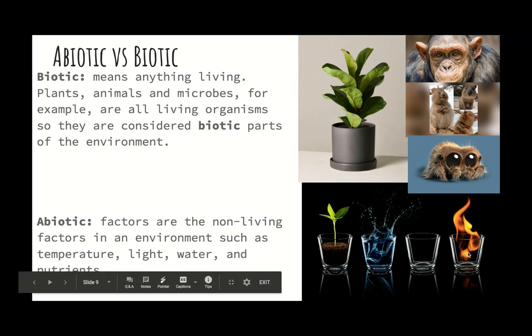We have fire. That's non-living. We have an empty glass that's filled with actual air. That's also not living. We have water in this glass that's not living. Now, this one's kind of a weird glass. You have non-living, which is the soil and the nutrients for plants to grow, but the plant is actually biotic because it is living.